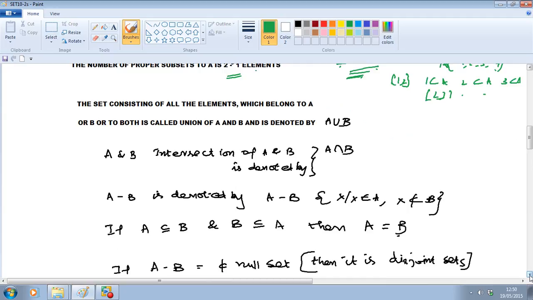We have seen that the set which consists of all elements which belong to A or B or to both is called the union of A and B. This we have seen as the first definition. So A union B, written A ∪ B. We add all elements together.